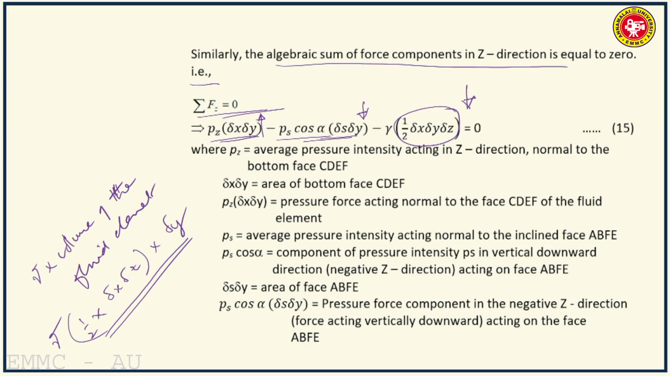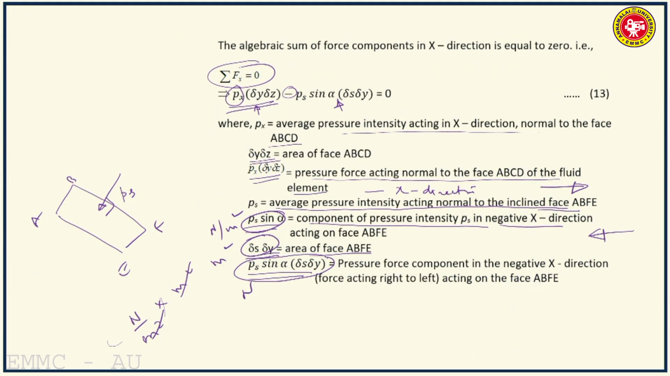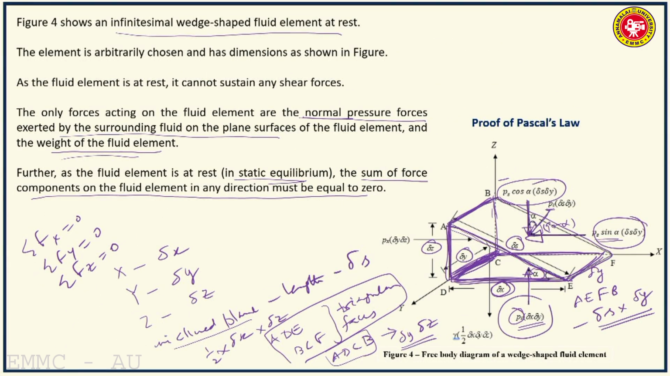So, again I summarize, PZ is the average pressure intensity acting in Z direction normal to the bottom face CDEF of the element. Delta X delta Y is the area of the bottom face. So, PZ delta X delta Y gives the pressure force acting normal to the face CDEF of the element. This one is acting vertically upward.